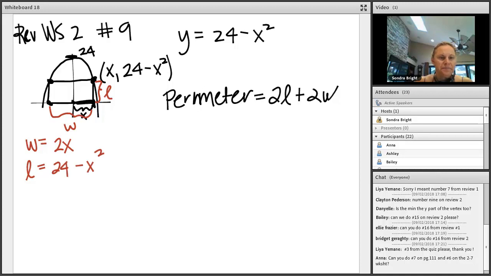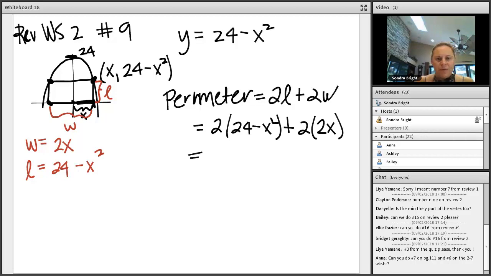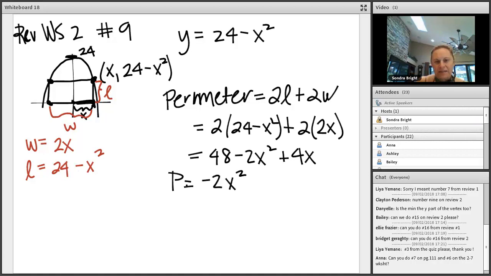And so we plug those in. So the perimeter will be 2 times 24 minus x squared plus 2 times 2x. And then that'll give you 48 minus 2x squared plus 4x. And so if I rewrite this, that means the perimeter is negative 2x squared plus 4x plus 48. And we want the maximum perimeter, and the max happens at the vertex of this parabola.